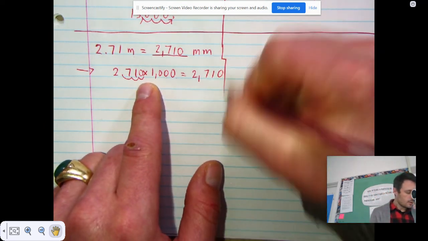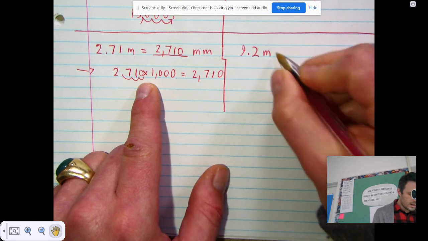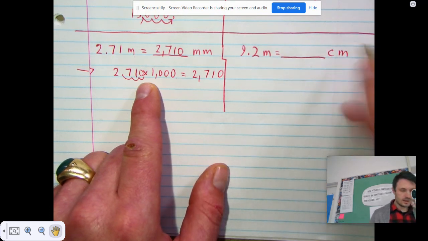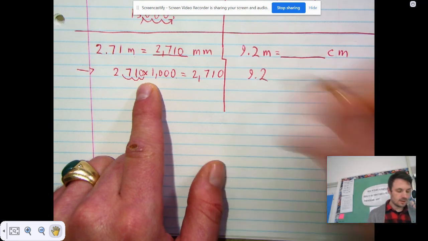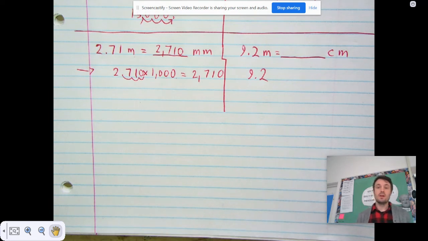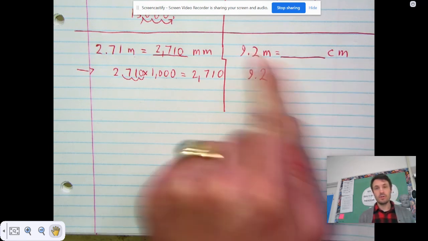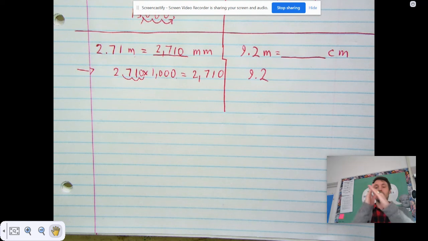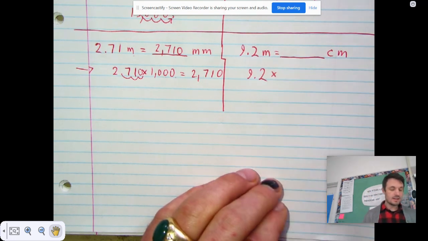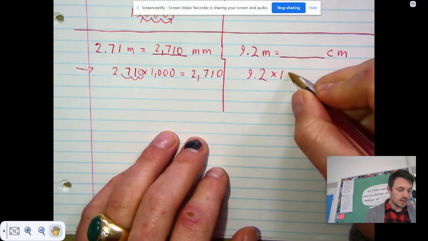Let's do another example together. Let's do 9 2/10 of a meter. We want to find out how many centimeters that is. So we start with 9 2/10. We're either going to multiply or divide 9 2/10 by something, and we're going from meters to centimeters. Meters are bigger than centimeters, so we're going from a larger unit to a smaller unit, so we multiply. And since 100 centimeters can fit into 1 meter, we multiply 9 2/10 by 100.